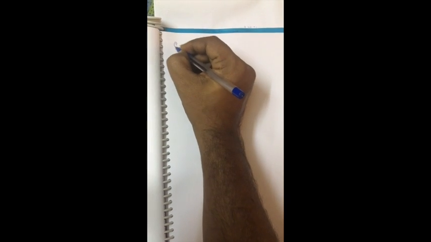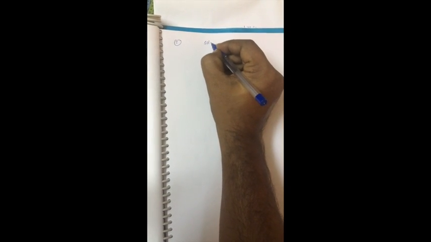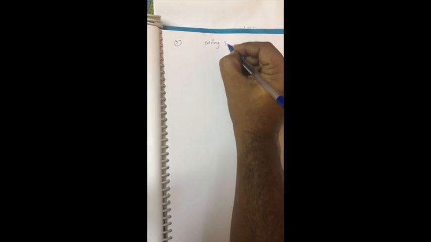Alright, this is the first rule. Now the second rule is solving inequality.